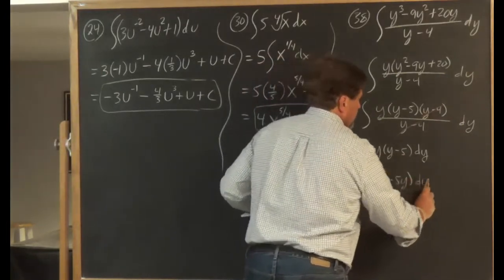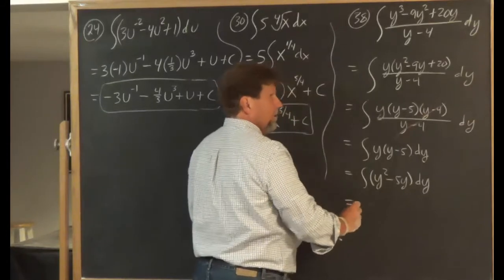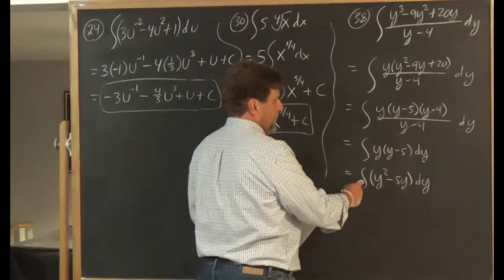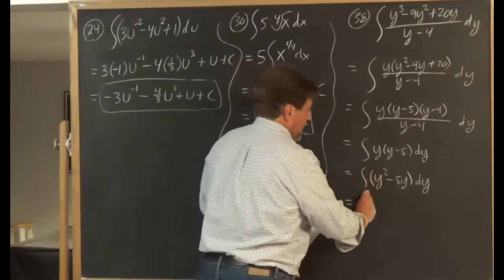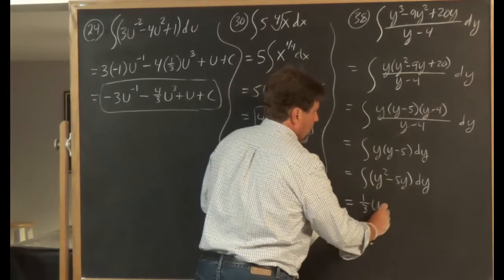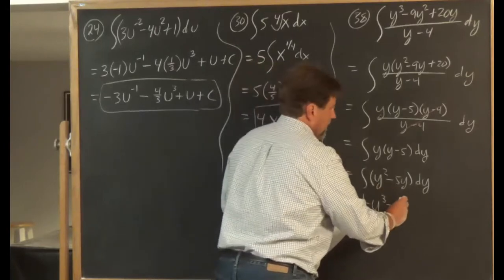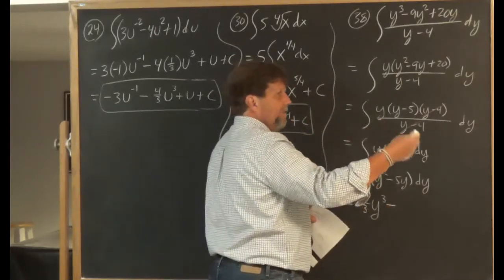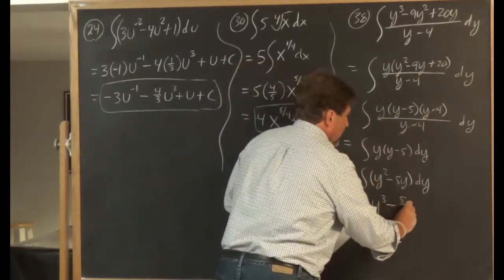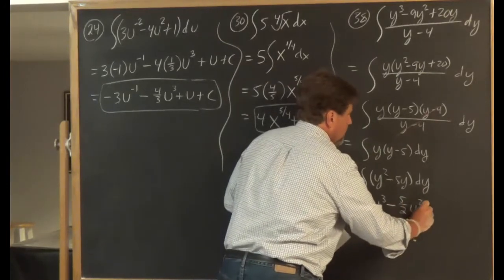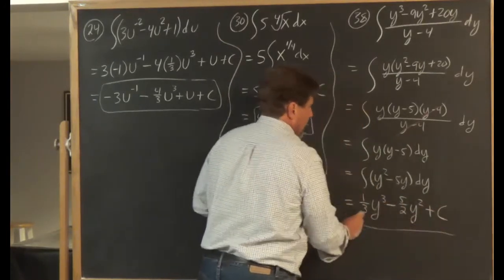So I can now do term by term integration. The antiderivative of y squared, that's 1/3 y cubed. The antiderivative of 5y, well, it's 5 times 1/2 y squared. That's 5/2 y squared. Don't forget the plus c.